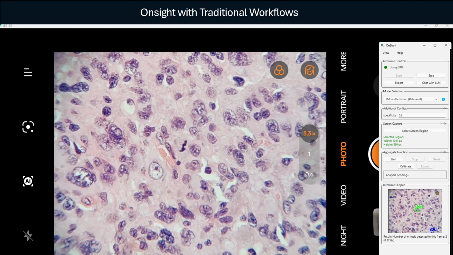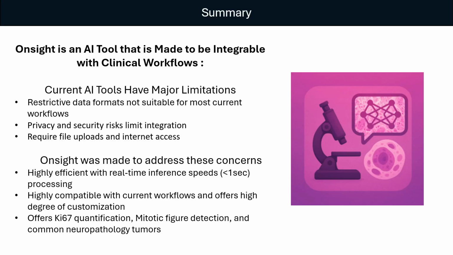Here is an example of how the mitosis detection model would look with a phone camera mount in a traditional workflow. As you can see from the inference window of OnSight, on the right-hand side, the mitotic figures are being highlighted in green and blue, and for example, the green one is being labeled with a confidence of 80%.